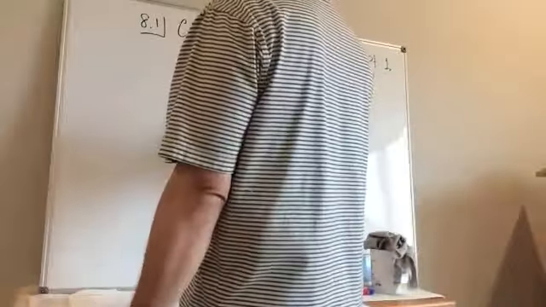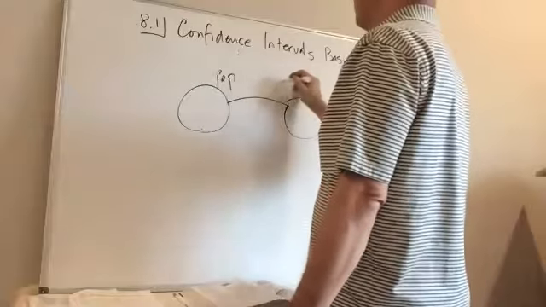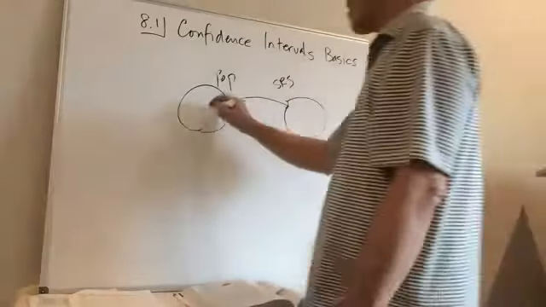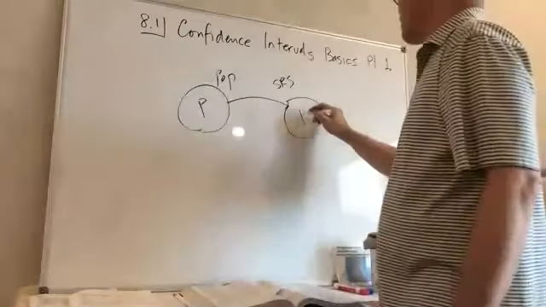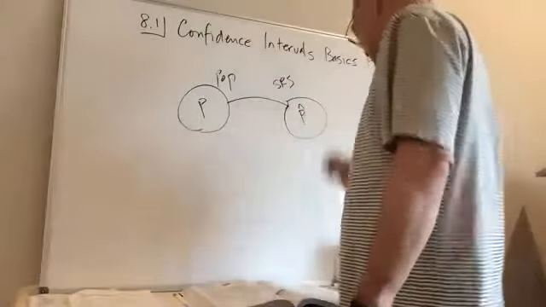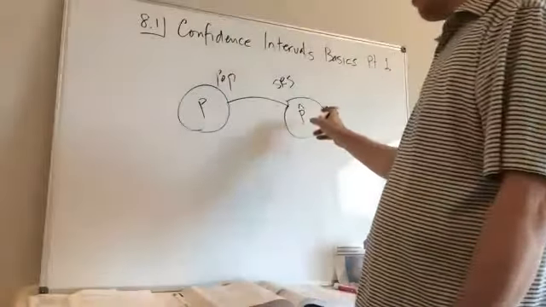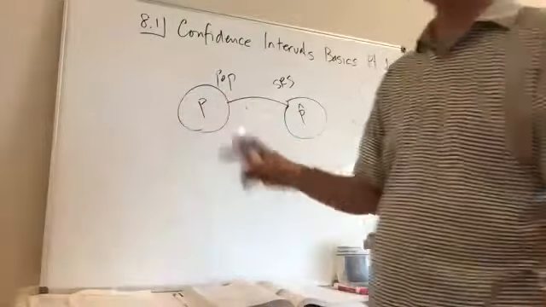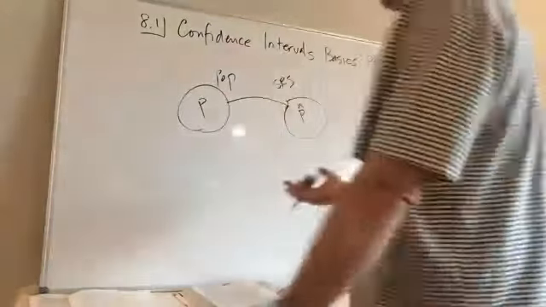So again, you have a population, you're going to take a simple random survey, right? And let's say we get a proportion P hat. This is the estimator, okay? We also discussed that P hat is the same as P because it is an unbiased estimator, right?